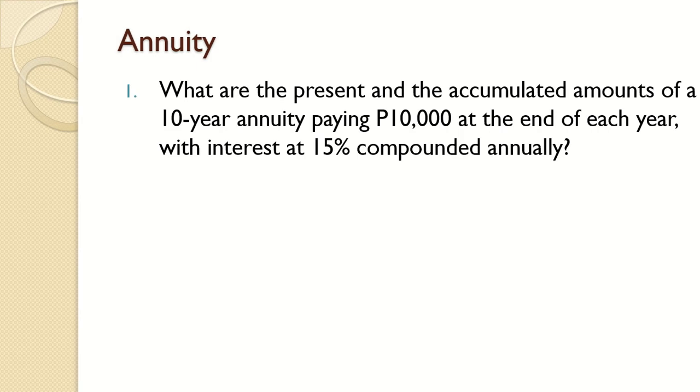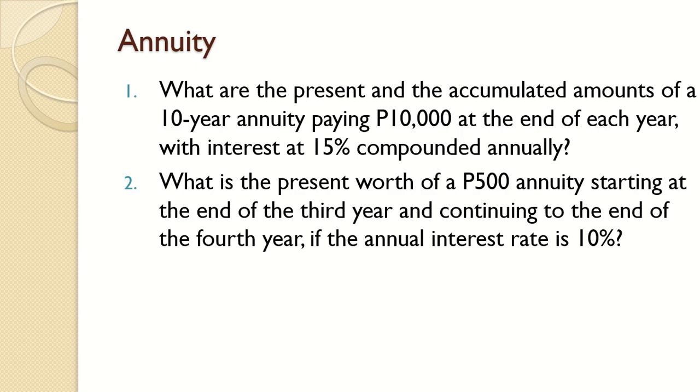So these are our examples. First example: what are the present and accumulated amounts of a 10-year annuity paying 10,000 at the end of each year with interest at 15% compounded annually? As you can see here, if you analyze this problem, it's not stated kung ordinary ba, deferred ba, or annuity due ba, or perpetuity ba. But you can analyze it based on the words na gigamit.